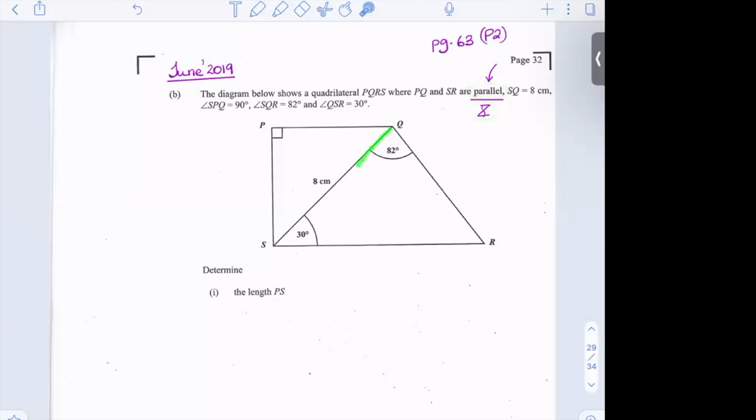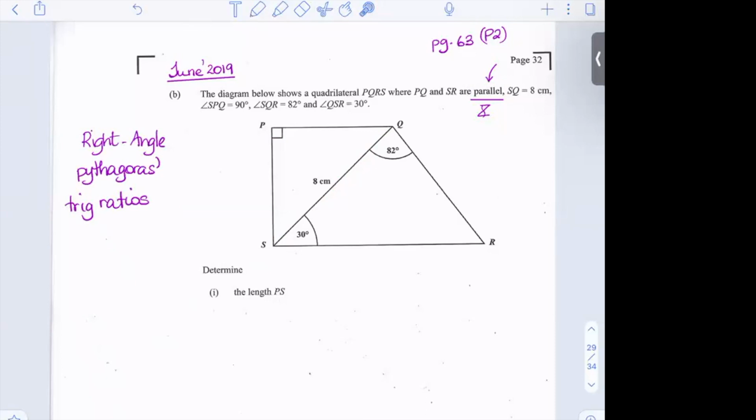SQ is 8. The angle at P is 90, all right? We have a right triangle. From the time we read that, we know we are not using the cosine or the sine rule. We are using either Pythagoras or the trig ratios, which are sine, cosine, and tangent.